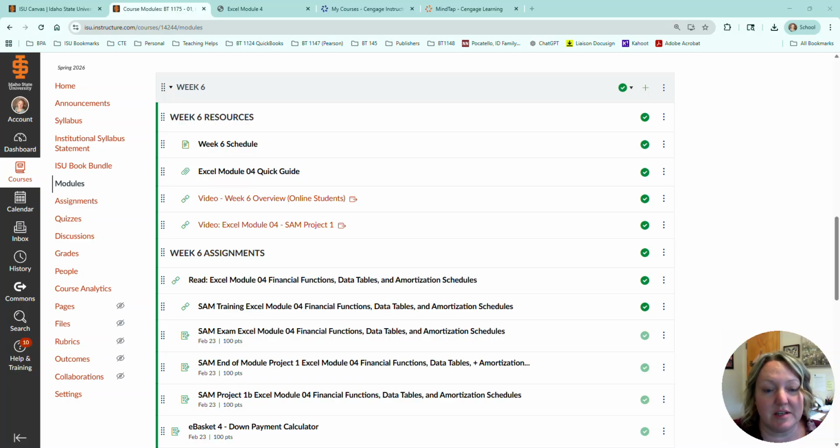Okay, let's talk about week 6. So week 6, we go into module 4, which is the first intermediate module in Excel. So this is kind of like the mid-grade level of challenge in working with Excel. So we've passed the introductory level, which would be the beginners. Now we're to the middle level. In this module, you're doing a lot of different things. It focuses a lot on financial functions, data tables, and amortization schedules. And I know those things might sound intimidating, but they're really not bad.